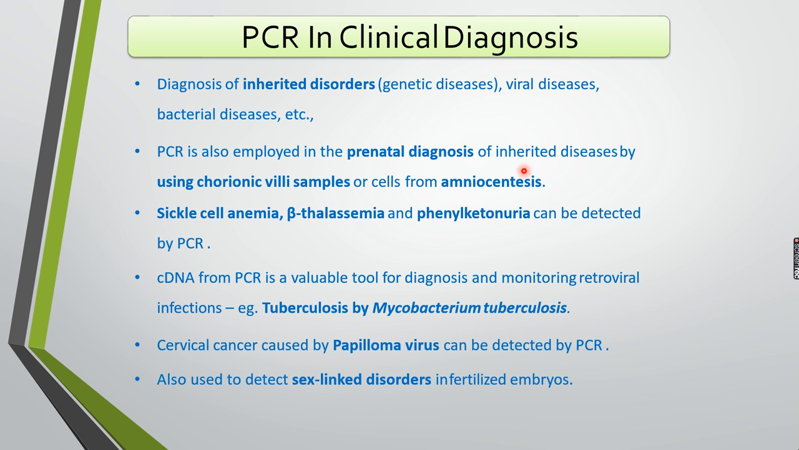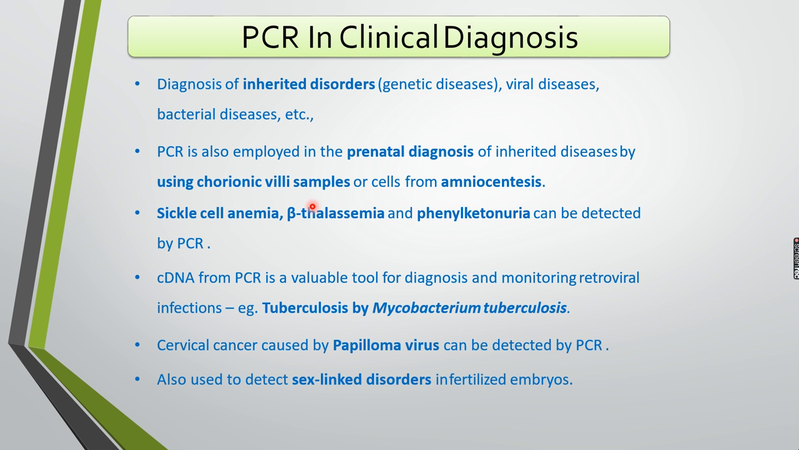And PCR is employed in prenatal diagnosis of inherited disease. Prenatal means before the birth, before delivery of the baby, we can see congenital conditions. Before the birth itself, we can find out any defect in the baby, and it is called prenatal diagnosis of inherited disease, by using chorionic villi samples from the inner margin of the uterus of the embryo, or cells from the amniocentesis method. We can take these and test by PCR whether the baby is normal or affected by any inherited disease. That's why it's called a prenatal diagnostic test.